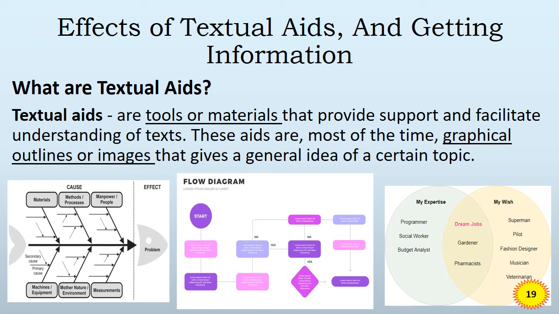These aids are most of the time graphical outlines or images that give a general idea of a certain topic. So this means they are tools or materials that can help us understand a text, and they are in graphical outlines or images. So here are the examples of the textual aids. We have this fishbone-like diagram, a flow diagram, and this one, which is a Venn diagram.